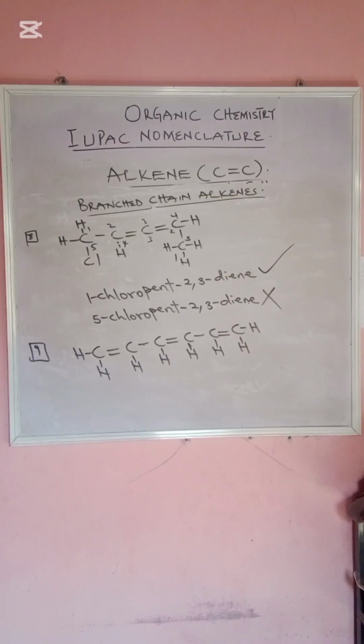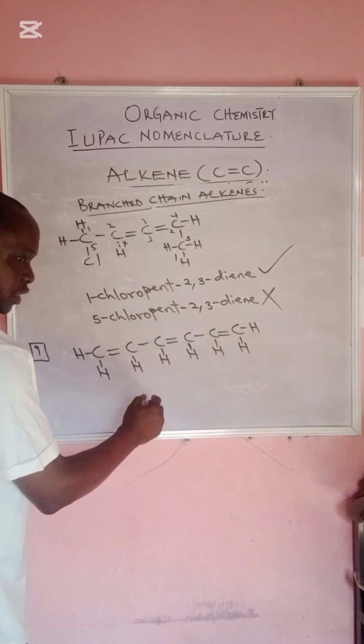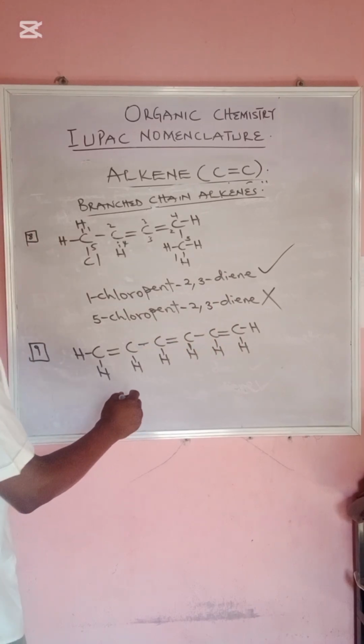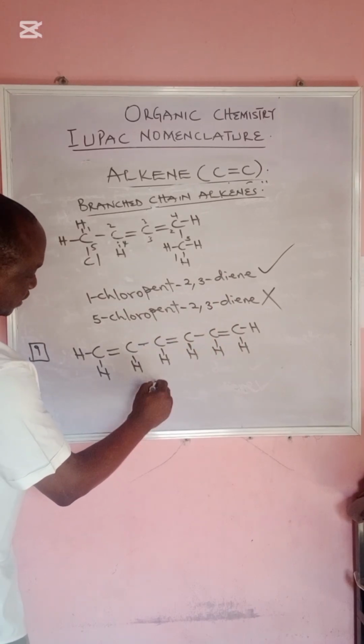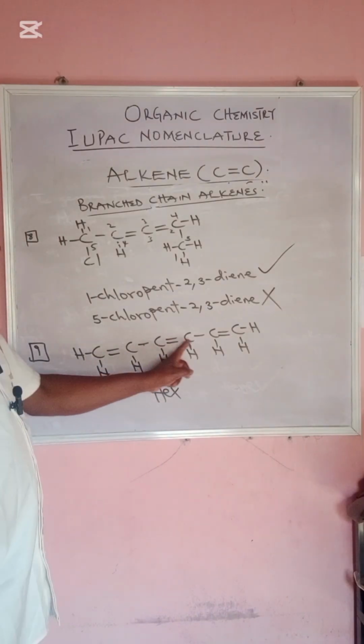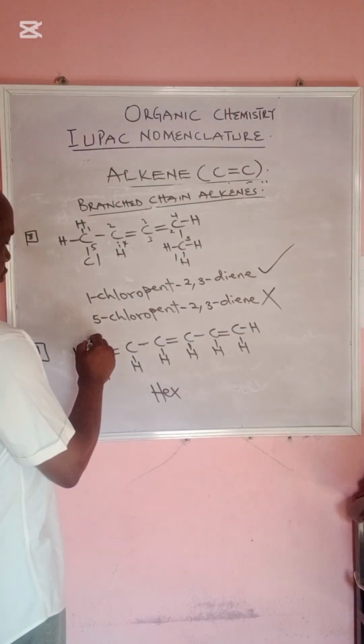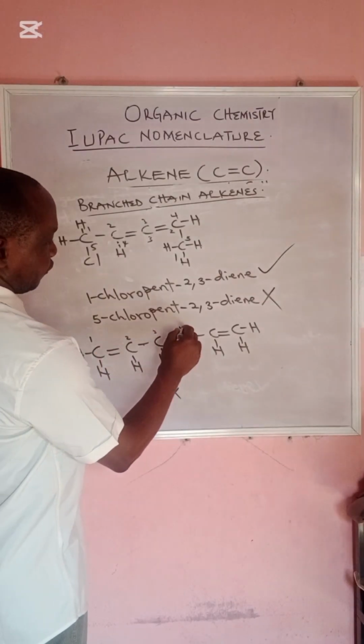So in this case, you have to name this. 1, 2, 3, 4, 5, 6. The longest is 6. So that is hexene. 1, 2, 3, 4, 5, 6. So I want to count from left to right. 1, 2, 3, 4, 5, 6.